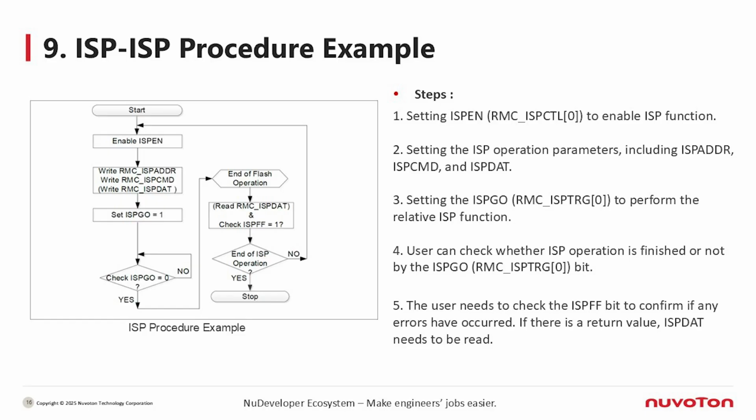ISP procedure example, as shown in the left figure. Steps are as follows. 1. Setting ISPEN bit field to enable ISP function. 2. Setting the ISP operation parameters, including ISPADR, ISPCMD, and ISPDAT. 3. Setting the ISPGO bit field to perform the relative ISP function. 4. User can check whether ISP operation is finished or not by the ISPGO. 5. The user needs to check the ISPFF bit field to confirm if any errors have occurred. If there is a return value, ISPDAT needs to be read.